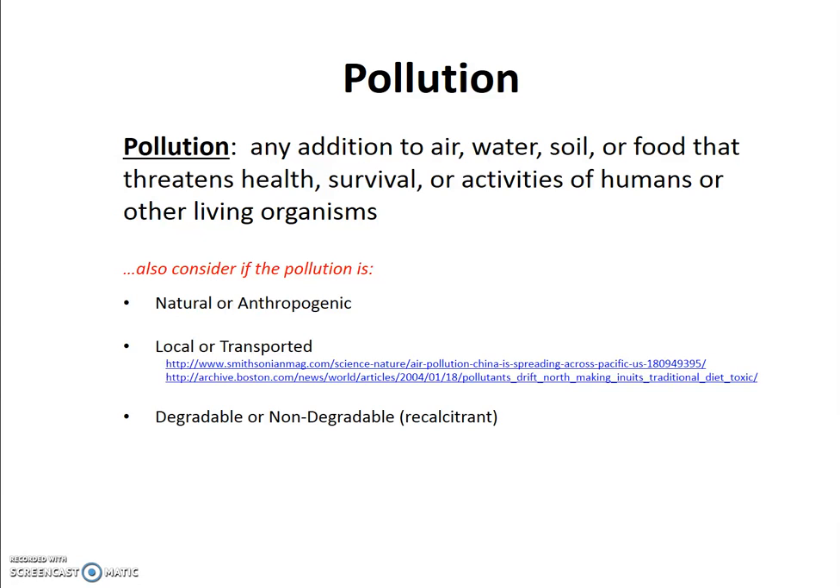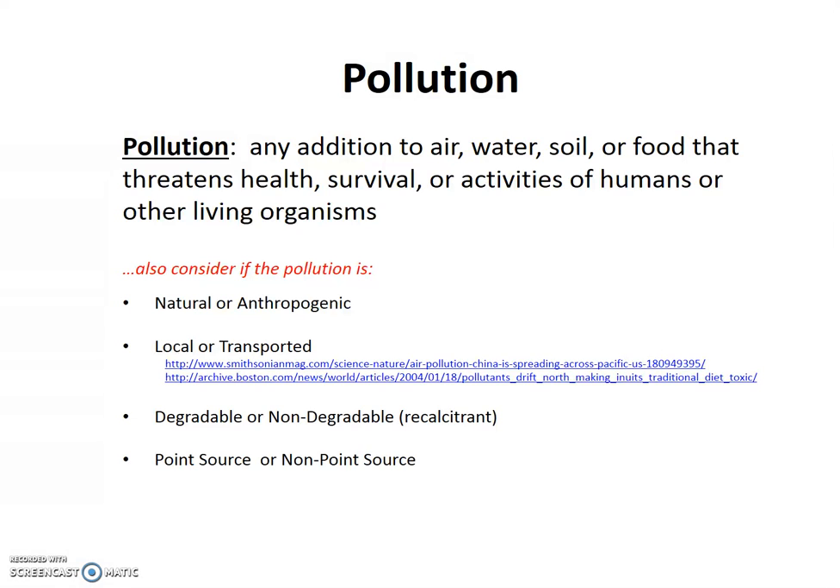Another distinction we can make is whether the pollutant is degradable or non-degradable. Degradable pollutants may be broken down completely or to acceptable levels by physical, chemical, or biological processes. For example, many, but not all, components in sewage and gasoline are biodegradable. Non-degradable pollutants cannot be broken down by natural processes or are broken down very slowly. PCBs, and also MTBE, an additive that used to be put into gasoline, are examples. These chemicals are non-degradable or recalcitrant.